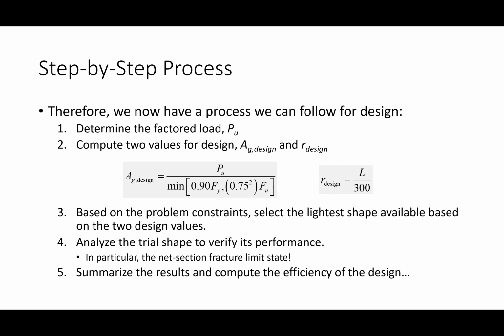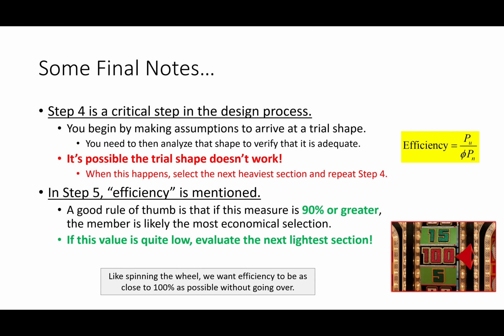Now, the other thing I'll mention is that in step 5, the term efficiency is mentioned, and I mentioned that before, but efficiency is basically taking the load and dividing it by the resistance. A good rule of thumb is that if the efficiency is 90% or greater, you're probably doing pretty good. Now, I want to say a couple words about that. If the efficiency is 89%, that does not mean you need to redesign the member. But really what we're saying here is if you calculate an efficiency and it's 40%, you either did something wrong or you could probably pick a lighter member.